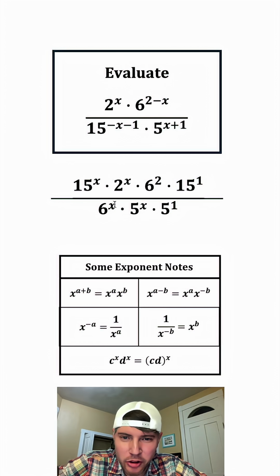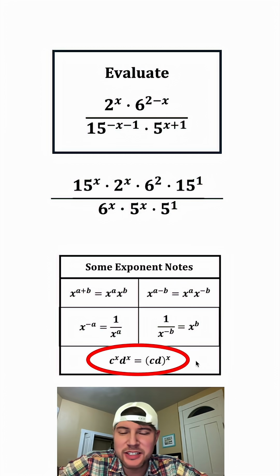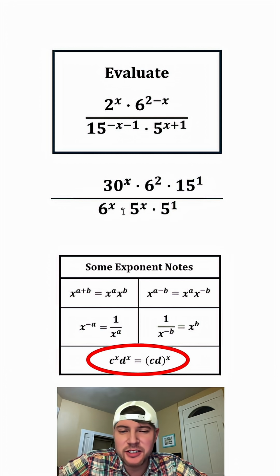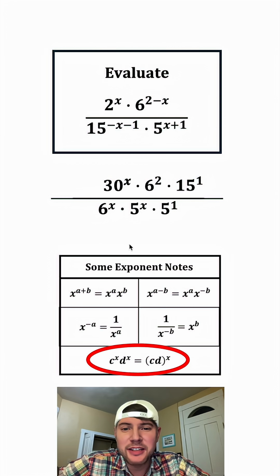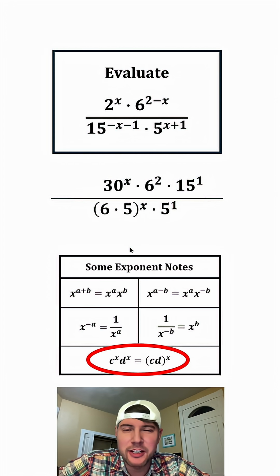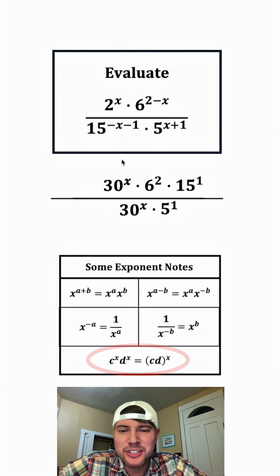Next, I want to combine all of these that have the same exponent. So these are the notes right here. If you have something like c to the x times d to the x, you can rewrite that as cd to the x. So in this case, we have 15 to the x times 2 to the x. We can rewrite that as 15 times 2 to the x, which equals 30 to the x. And same thing down here, we have a 6 to the x times 5 to the x, and we can rewrite that as 6 times 5 to the x, and 6 times 5 is equal to 30. And now since these match, the 30 to the x on top and the 30 to the x on bottom can cancel each other out.